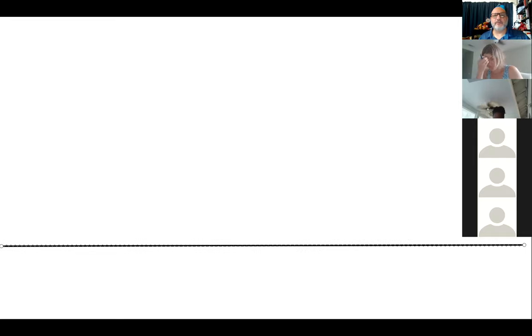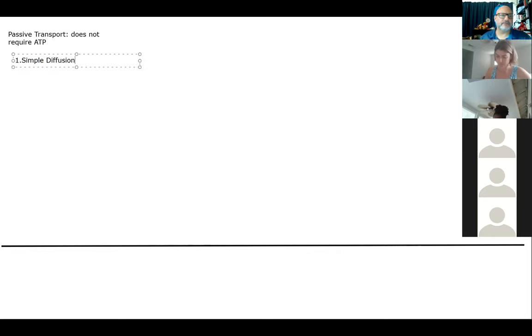All right, excellent. So let's talk first about passive transport. Again, passive transport does not require ATP. And there are really two, three types depending on how you want to think of it. All right. The first type of passive transport is just simple diffusion. Remind me again what simple diffusion was.